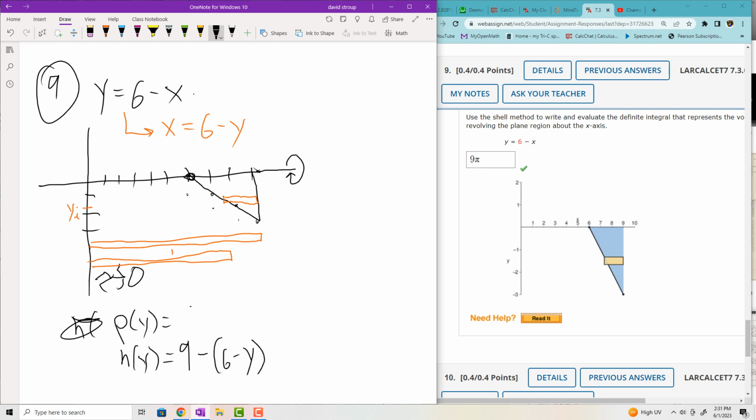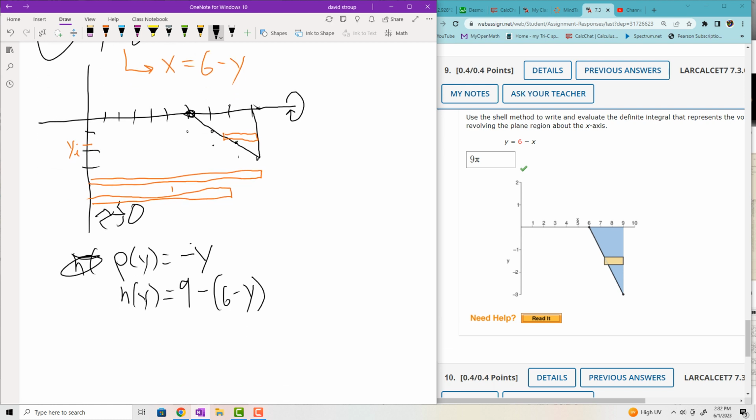Then the radius function is where it gets a little weird, right? The actual distance to that particular rectangle, sure, is y sub i, but for our radius, we need it to be a positive radius. And right now, if you were to input that into your function, it would be negative, and we would end up with a negative area. It's probably what you would have done if you were left to your own devices. So what you really need to do is write it as negative y. That will cause the radius output to be positive, and things will work as normal.